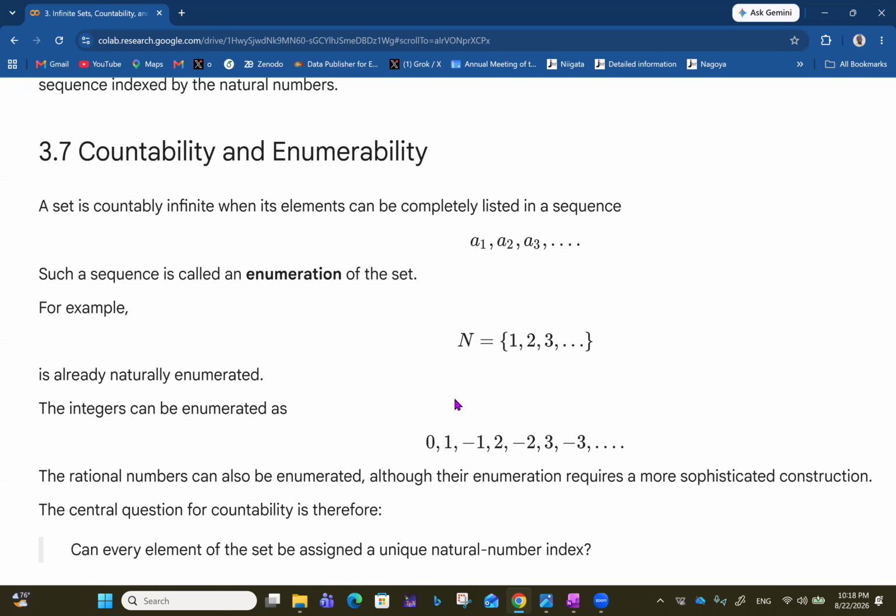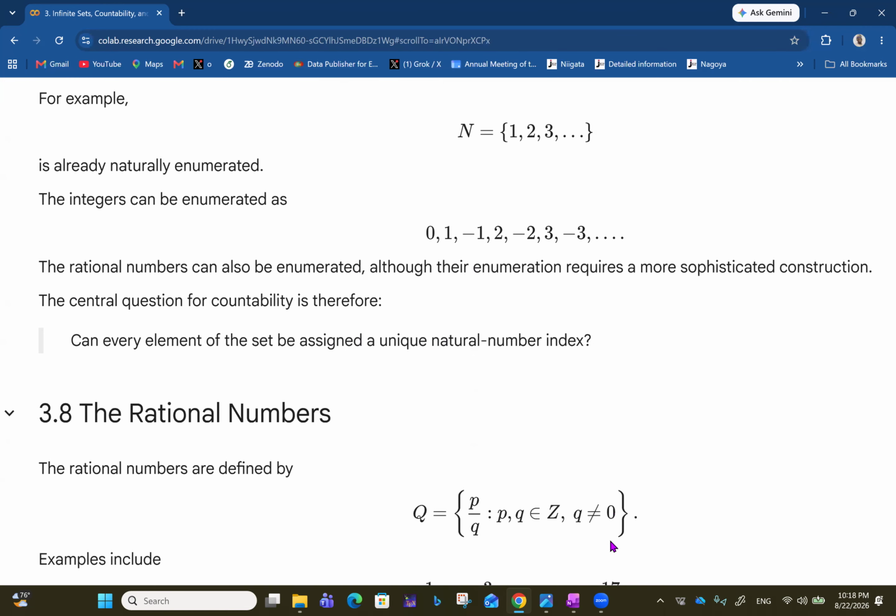The integers can be enumerated as what we just saw: 0, 1, minus 1, 2, minus 2, 3, minus 3, and so on. The irrational numbers can also be enumerated, although their enumeration requires a more sophisticated construction. The central question for countability, therefore, is this: can every element of the set be assigned a unique natural number index? So if that can be uniquely done, then you can say it is countable.